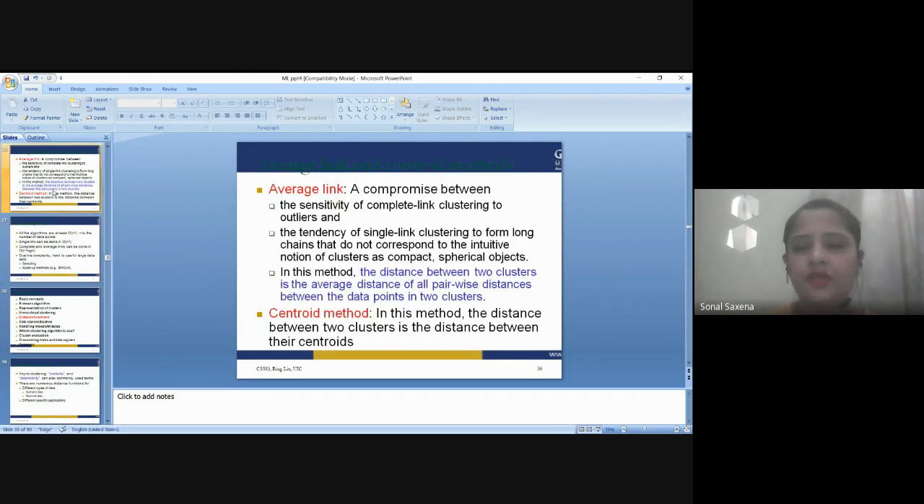Then what is average link? Basically, it is a compromise between the sensitivity of complete link clustering to outliers and the tendency of single link clustering to form long chains that do not correspond to the intuitive notion of clusters as compact and spherical objects. In this method, the distance between two clusters is the average distance of all pairwise distances between the data points in the two clusters. Obviously, average link means that the data points of both clusters will be taken up and their distances will be averaged. So this will give you an average link.